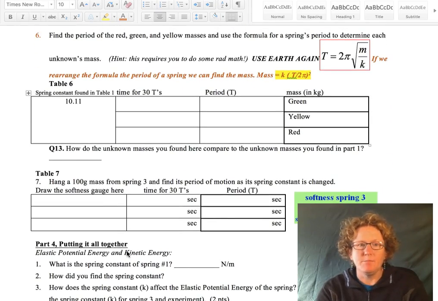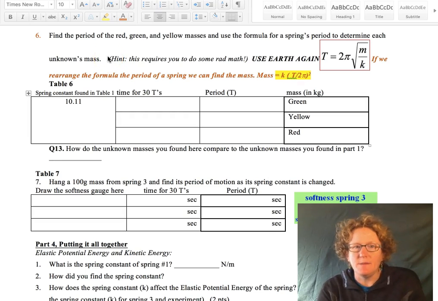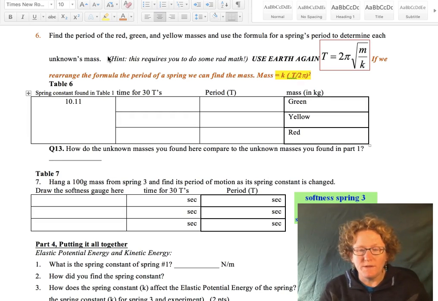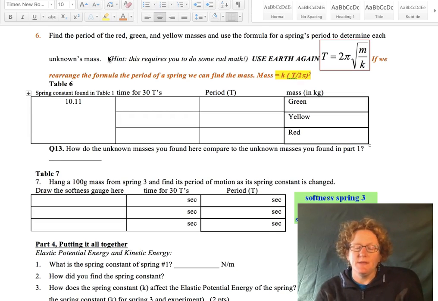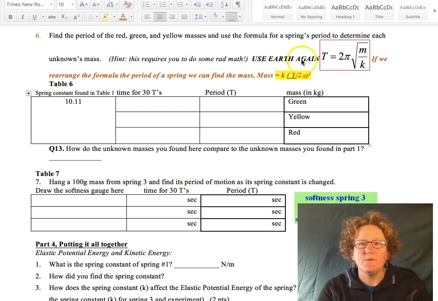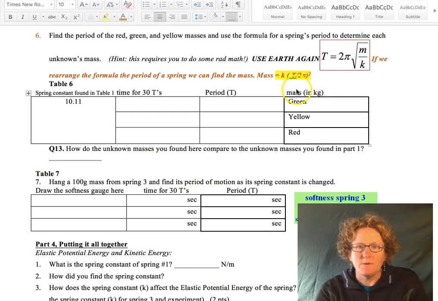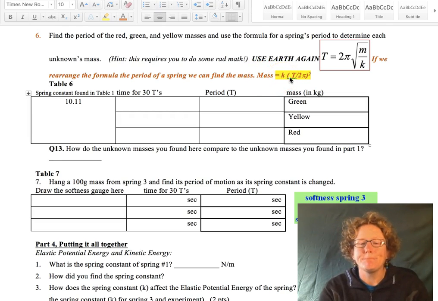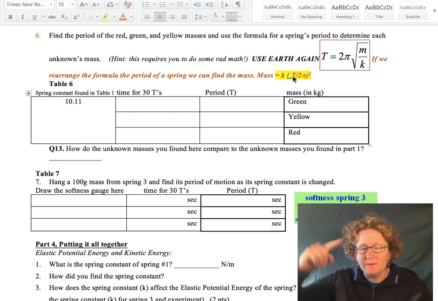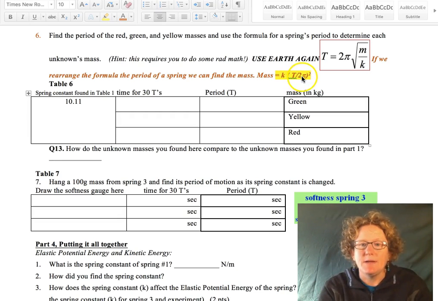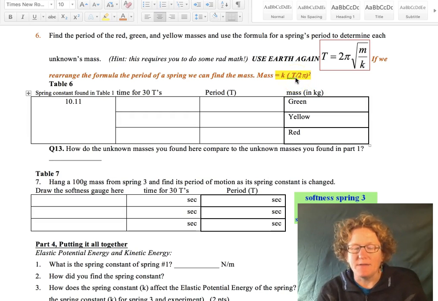All right, you're back. Now it's our job to work with the red, green, and yellow masses that we don't know the exact mass for, and use the formula for a spring's period to determine the unknown mass. I have rearranged this formula here for you so that mass is equal to K, the spring constant, times T, the time for 1 bounce, the period, divided by 2 pi, and you square everything in the parentheses. And I'll show you how to do that math in just a moment.